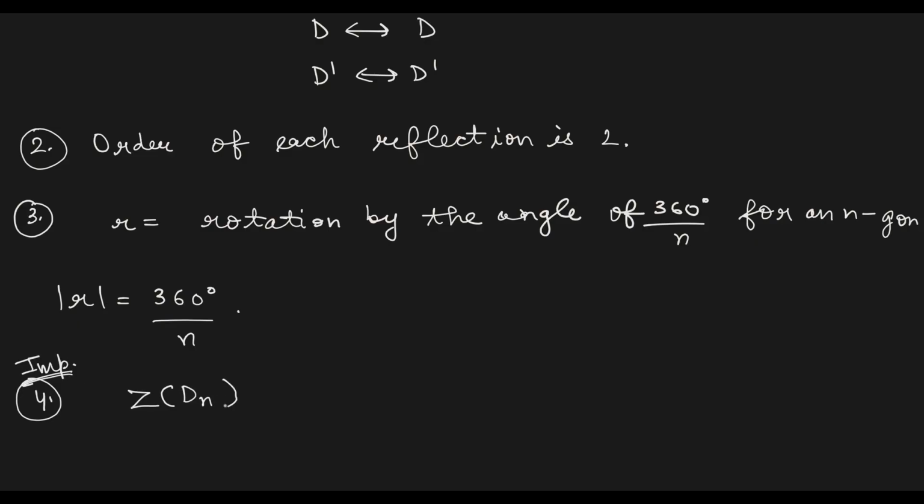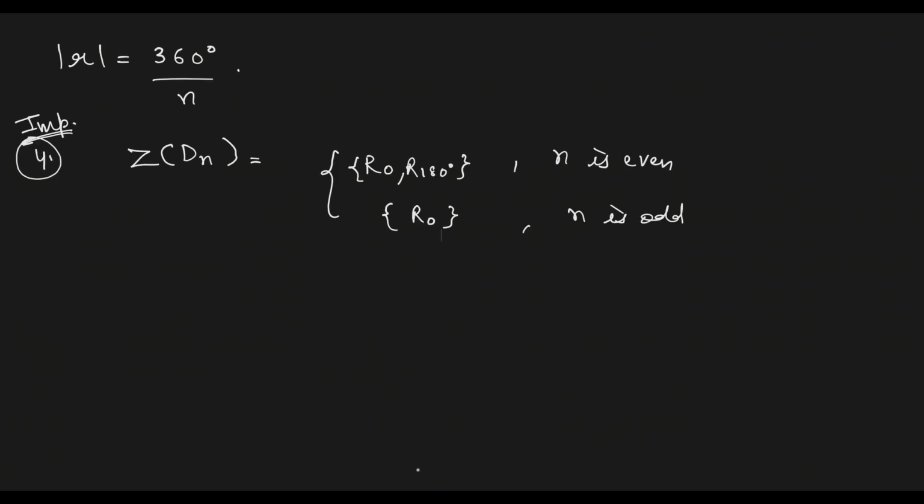Center of dihedral group. When n is even, then it will contain R0 and R180°. And when n is odd, then it will only contain R0, meaning the original figure.